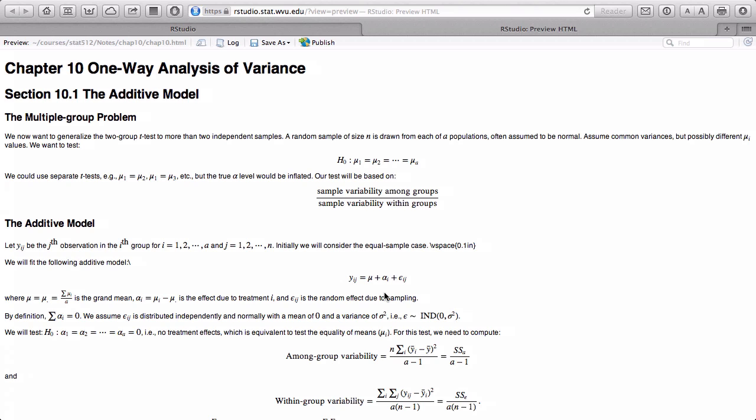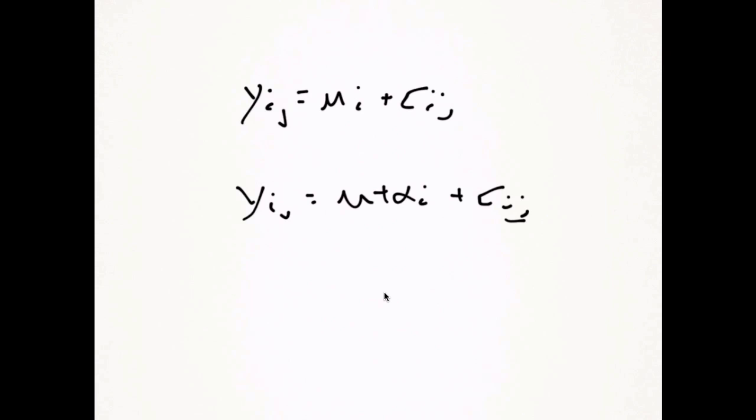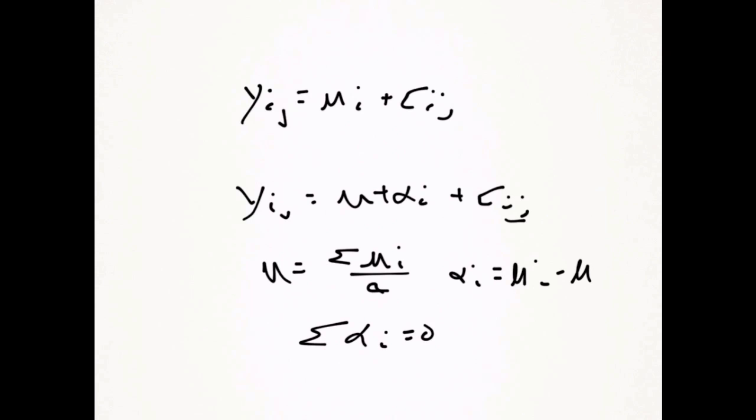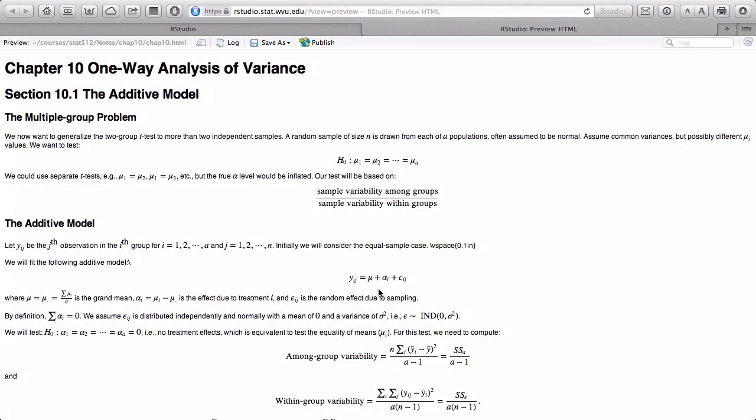Now, I'm assuming in this type of model that mu is equal to the sum of the mu sub i's over a. It's the average value. And then alpha sub i is equal to mu sub i minus mu. In other words, it tells the deviation from this grand mean. If all the mu sub i's are the same, then the alpha sub i's are 0. But it's also true, from the way we defined it, that the sum of the alpha sub i's is equal to 0.